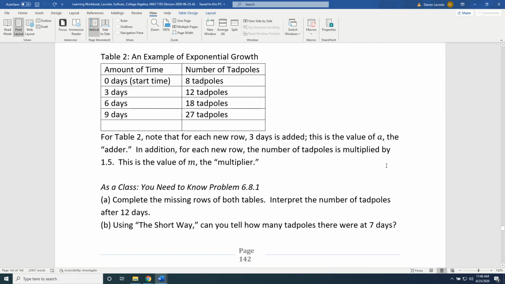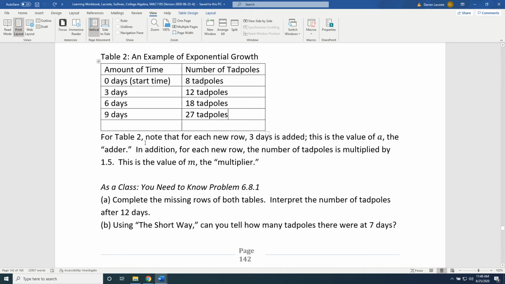Let's move on to Table 2. Table 2, an example of exponential growth. In this table, we see that the first column is an amount of time, this time measured in days, and the second column is the number of tadpoles in a small pond. All right, at 0 days, which is the starting time, we count and measure that there are 8 tadpoles. When we come back 3 days later, we find that there are now 12 tadpoles. Another 3 days later, which is 6 days after the original measurement, we now have 18 tadpoles. And at 9 days, we have 27 tadpoles.